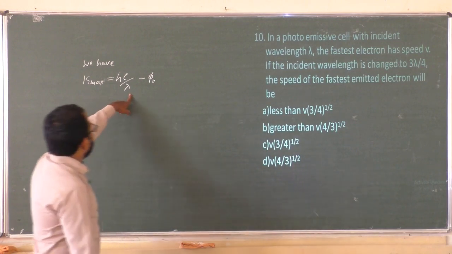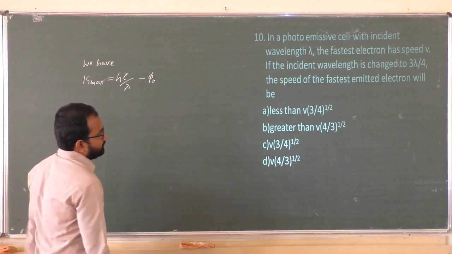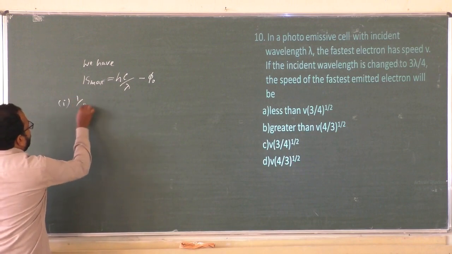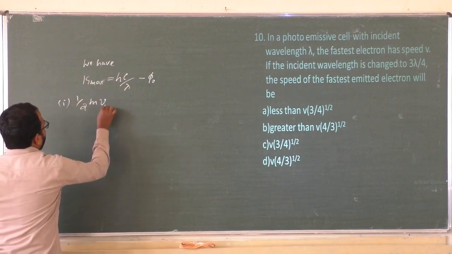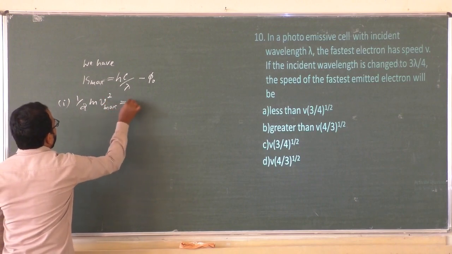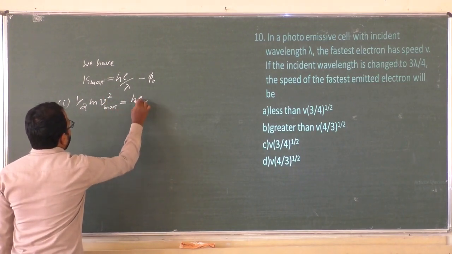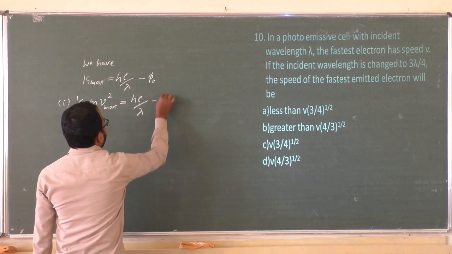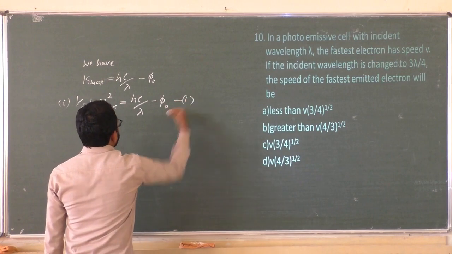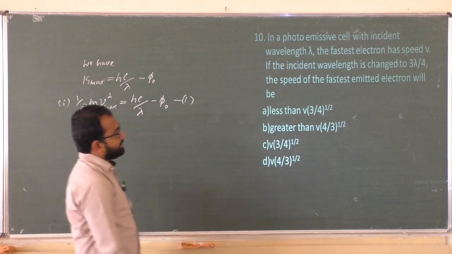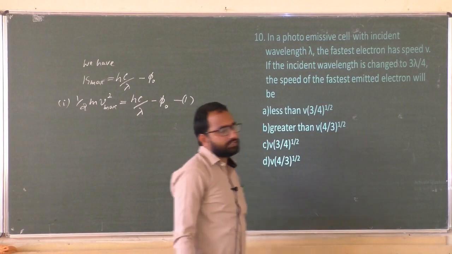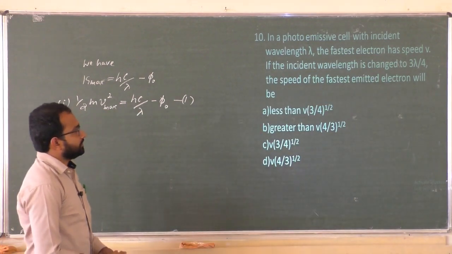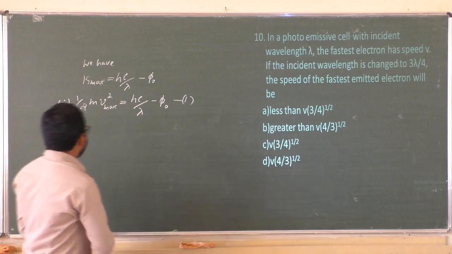The speed of the fastest electron is given. For the first case it is v, so half m v maximum square is equal to hc by lambda, where lambda is the incident wavelength, minus phi naught. Now in the second case, if the incident wavelength is changed to 3 lambda by 4, what is the speed of the fastest emitted electron?